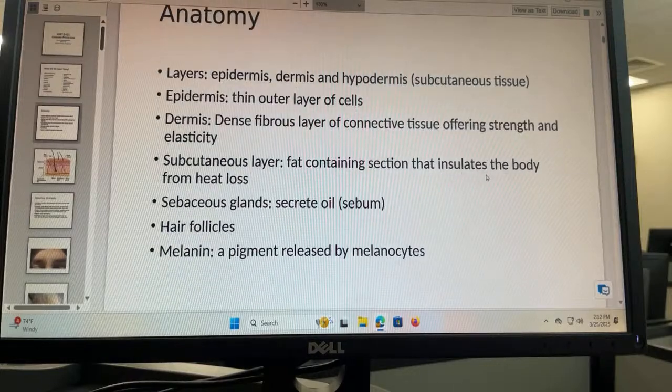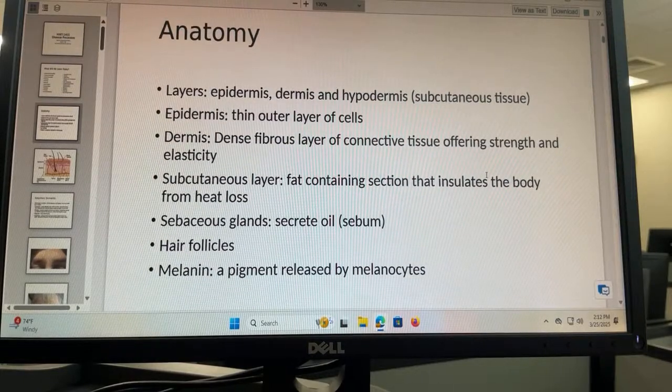All right, so skin is part of the integumentary system. Some basic anatomy, not too complicated because it's just the skin. There are 3 different layers of the skin. There's the epidermis, the dermis, and the hypodermis, which is also sometimes called the subcutaneous tissue. The epidermis is the outermost layer, so it's what you see when you look at someone. It's a thin outer layer of cells.